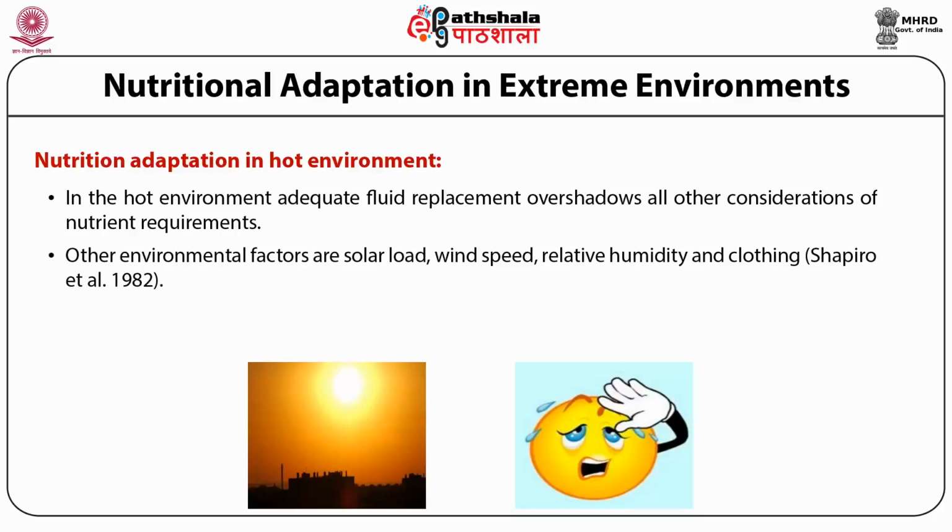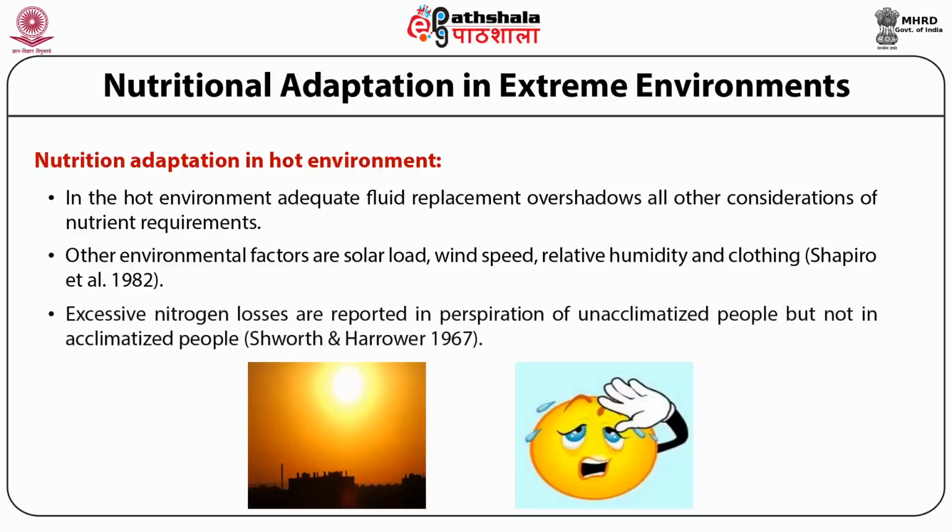In hot environment, energy expenditure is increased by small but significant amount because of the additional work of increased sweat glands activities and ventilation. Consolazio estimated that there is a rise of approximately 10% in energy requirement at the temperature of 38 degrees Celsius. Excessive nitrogen losses are reported in perspiration of unacclimatized people but not in acclimatized people.